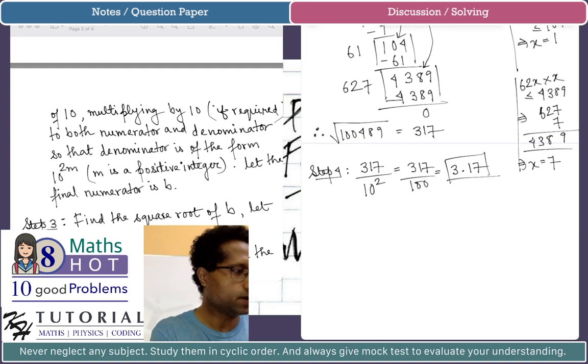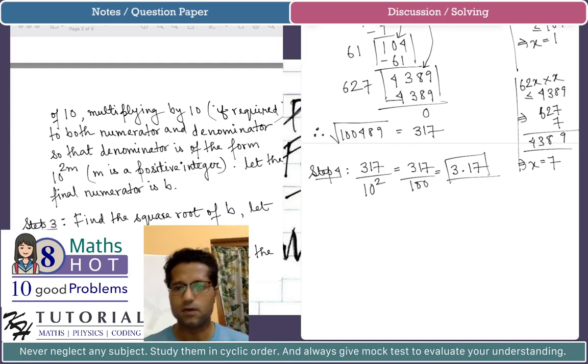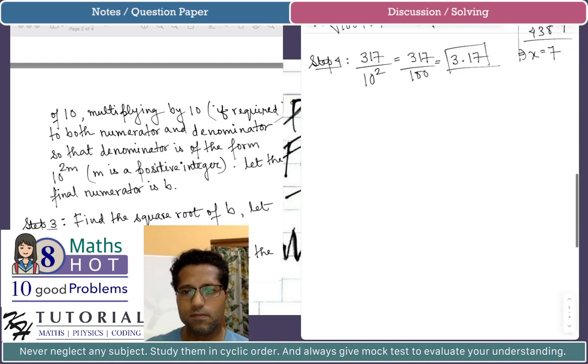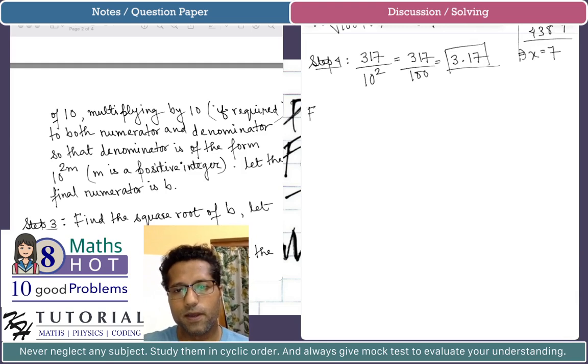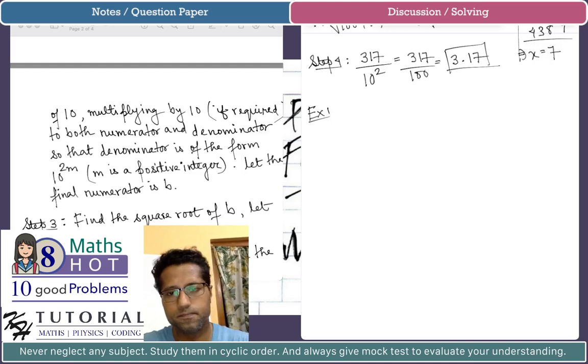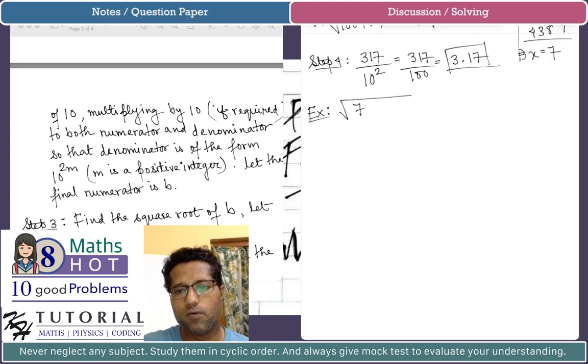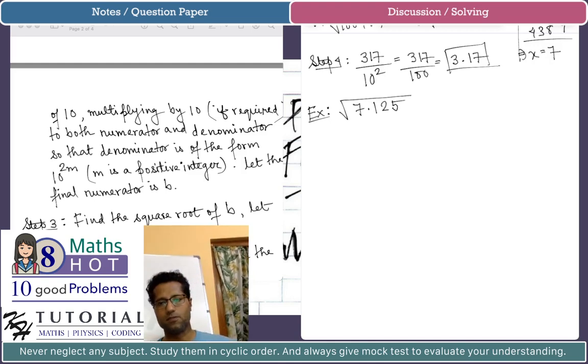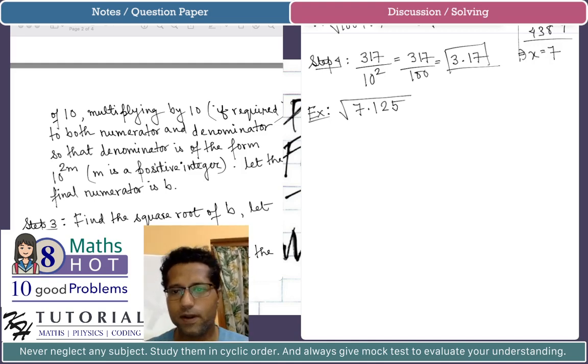Let's do some example which is not from the book. Let's say we have to find the square root of 7.125. The decimal number given is 7.125, and how do we find the square root?